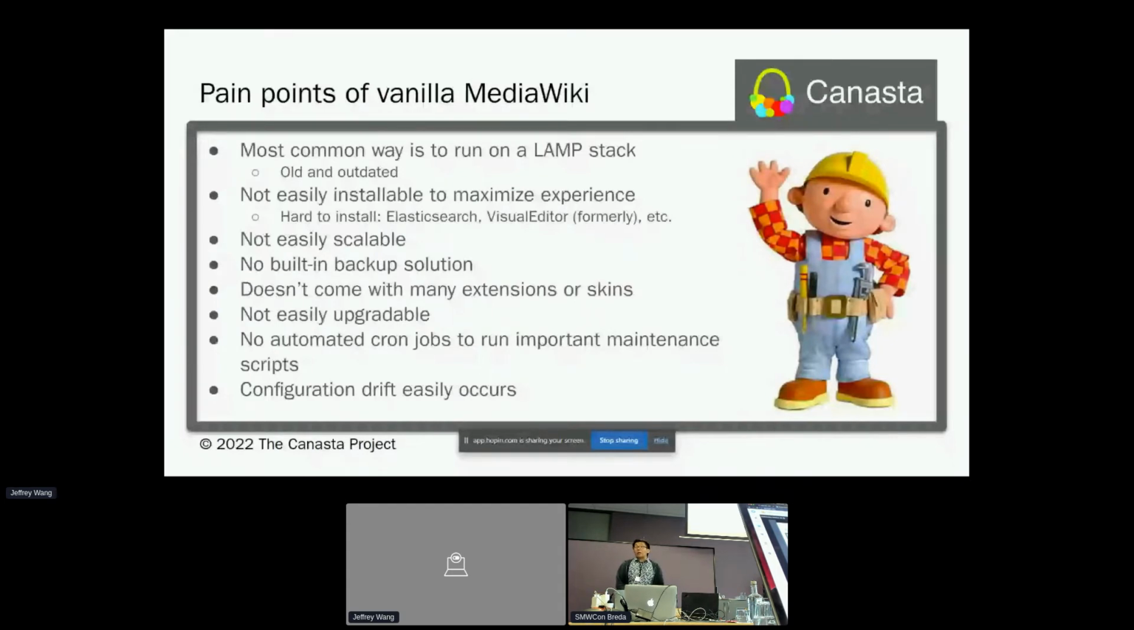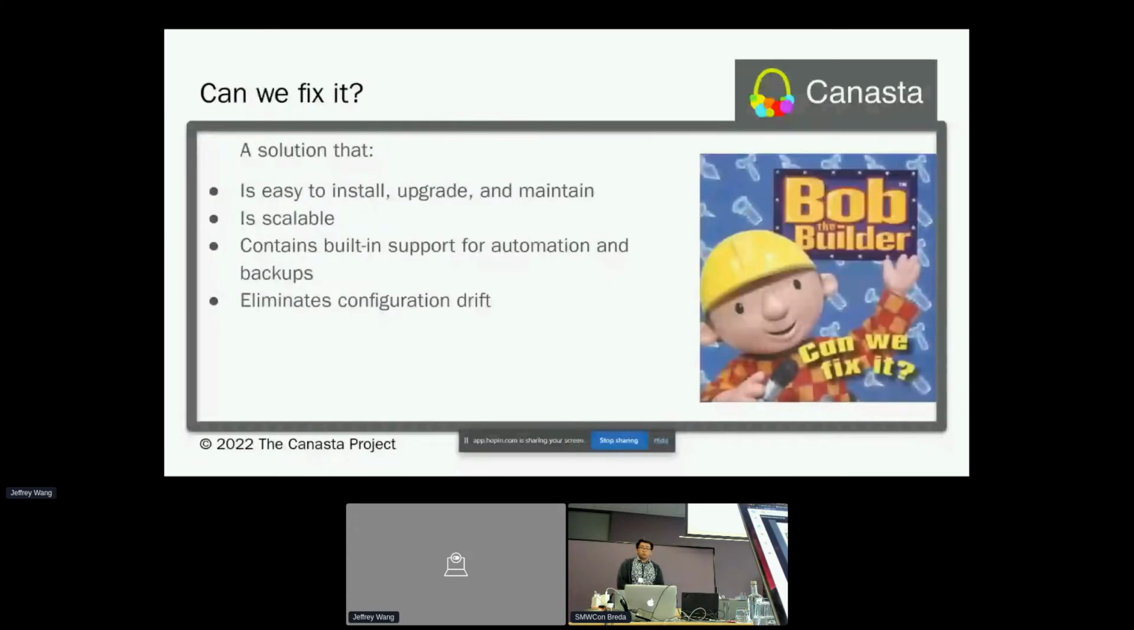Installation is hard, scaling is difficult, backups are cheap to set up. You have to install the extensions and skins manually. Upgrades are long and error prone because there are so many steps, and if you do one of them wrong or they're out of order, your wiki is screwed up. Cron jobs have to be created from scratch. Configuration is easy to mess up and easy to get drifted away as well. In today's world, these problems are a serious impediment to the successful operation and maintenance of wikis.